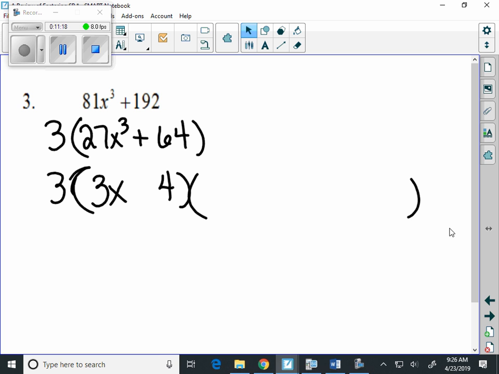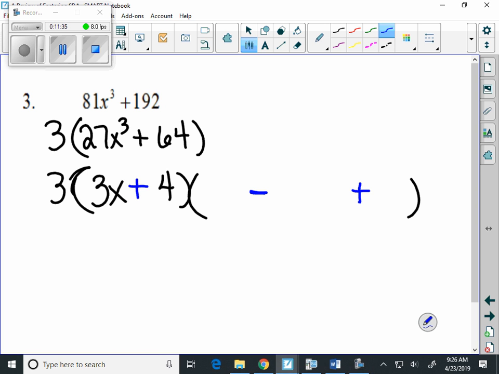And then we put in our signs. Well, it's the same sign. It's the same sign as what we started with. Then it's going to be the opposite sign of what we just wrote down. So we wrote down a plus, so we're going to write down a minus. And then our last is always positive.